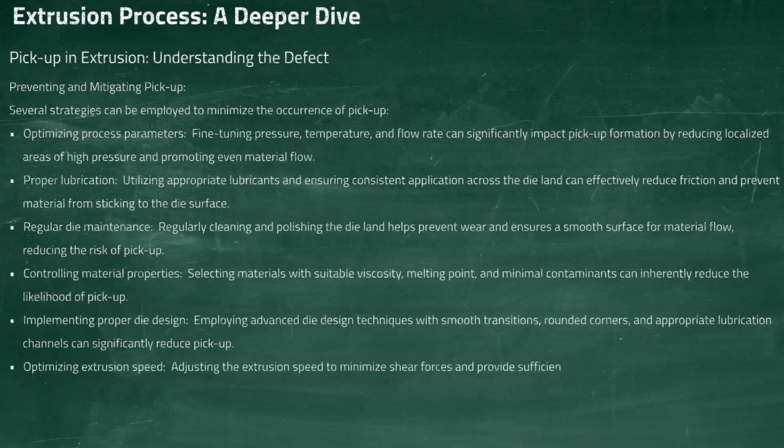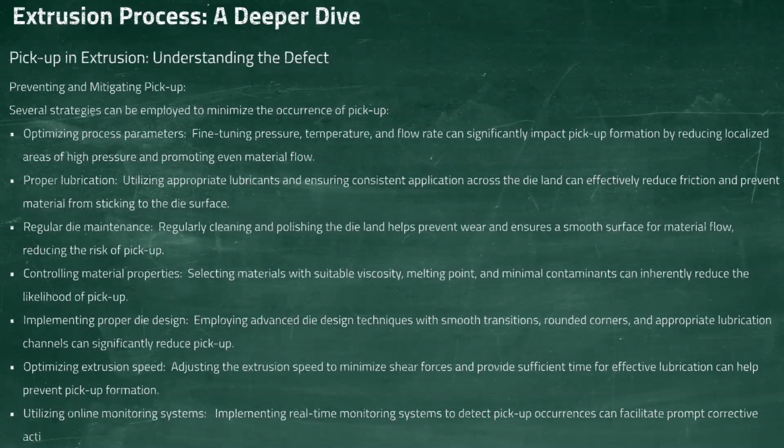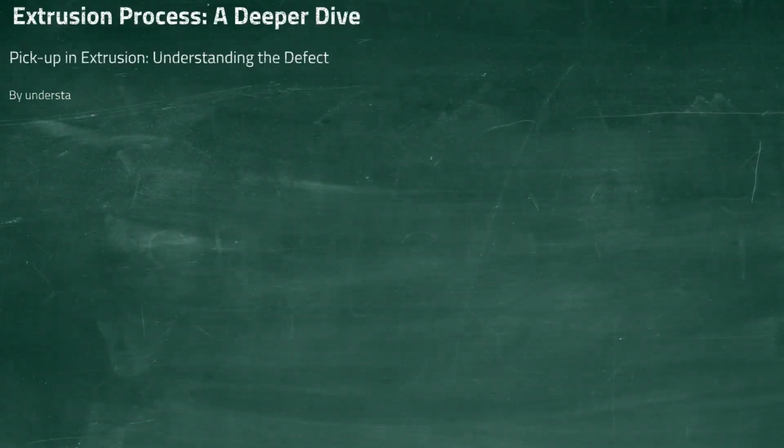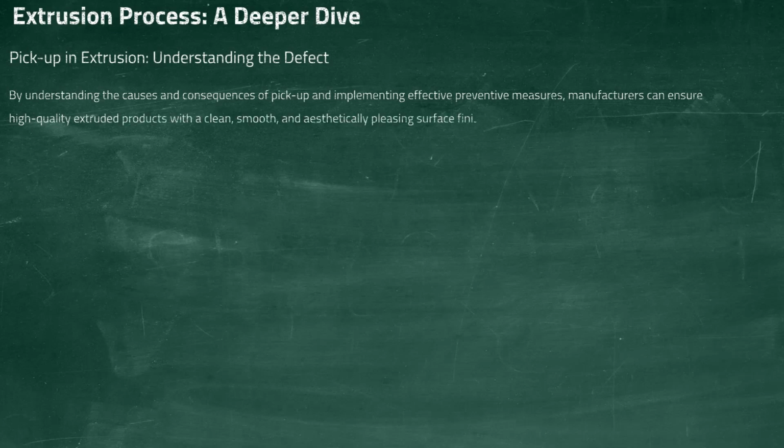Adjusting the extrusion speed to minimize shear forces and provide sufficient time for effective lubrication can help prevent pickup formation. Utilizing online monitoring systems. Implementing real-time monitoring systems to detect pickup occurrences can facilitate prompt corrective actions and minimize the impact of the defect. By understanding the causes and consequences of pickup and implementing effective preventive measures, manufacturers can ensure high-quality extruded products with a clean, smooth, and aesthetically pleasing surface finish.